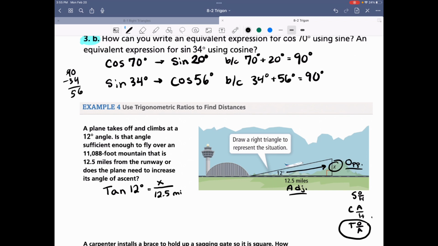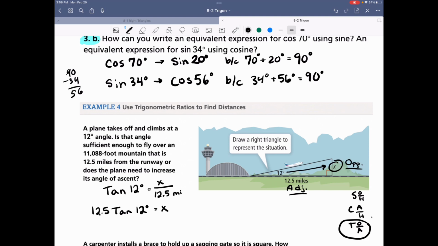And I'm putting the units because they gave us feet for the mountain, and we'll need to convert our miles to feet, which I think is 5,280, but I'll have to double check. All right, now to figure out x, we want to multiply by 12.5 on both sides. So that'll give us 12.5 multiplied by tangent of 12 degrees. And I think that even your phone calculators will do this, but you should know how to use the big calculators as well. So let me grab my calculator.